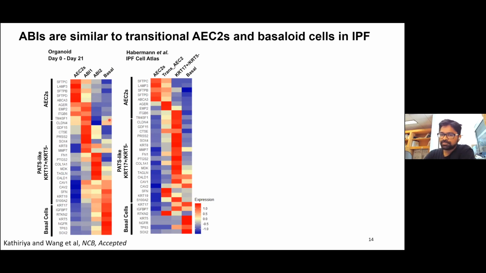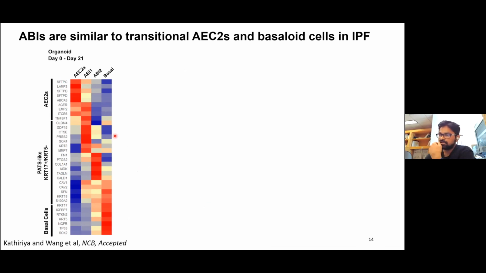So that gave us a bit more confidence that what we are able to show in vitro in our pretty reductionist 2-cell organoid system has at least some similarities, I should say remarkable similarities, with what's been described in IPF lungs. So we wanted to see what are these signaling pathways that govern these AC2s and then ABI1s and ABI2s, and if there is anything that we can learn from that.